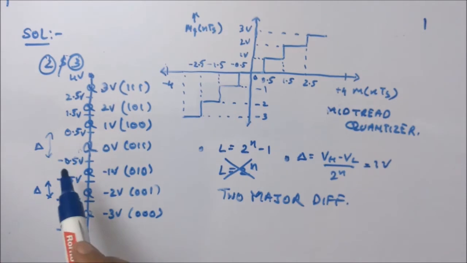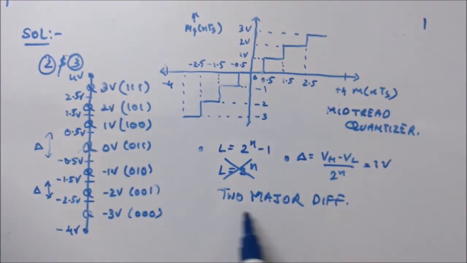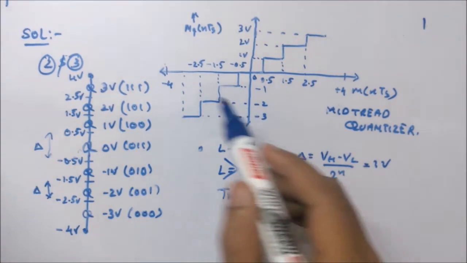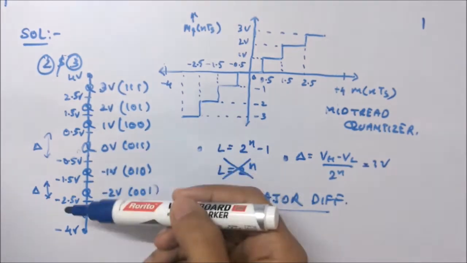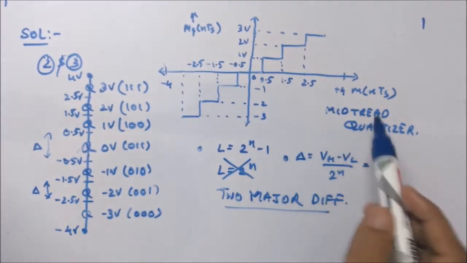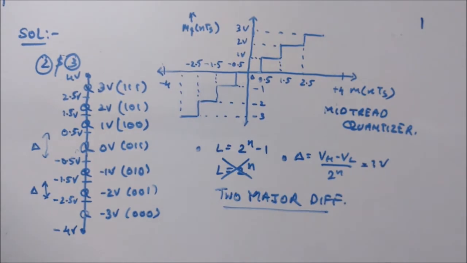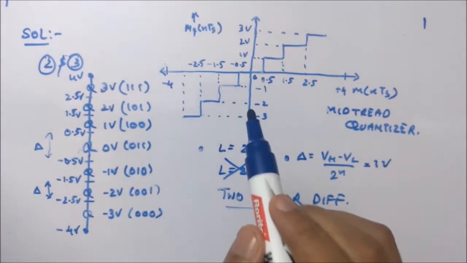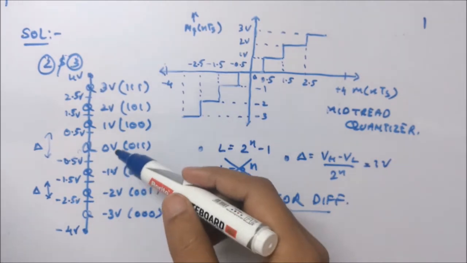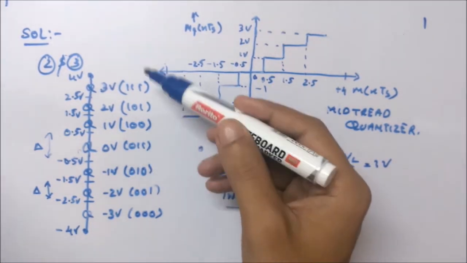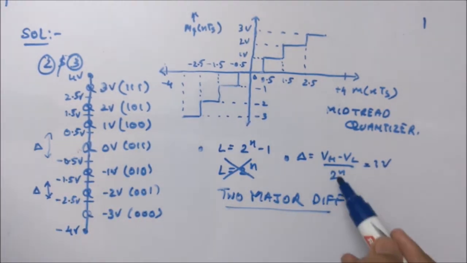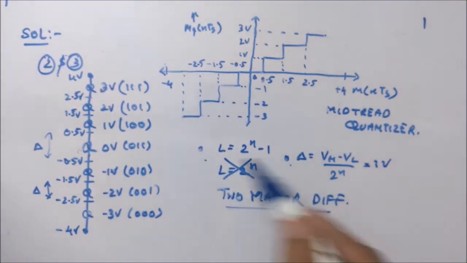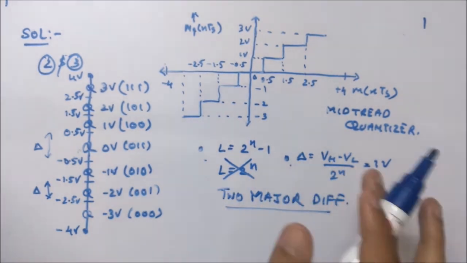Okay, so please look for this. These are the two major differences. You plot the discretized amplitude section. For mid-thread you will always have 0 volt as your quantized value, and accordingly you mark the other quantized levels, where delta is the same, 1 volt, or Vh minus Vl divided by 2 to the power n. So these are the two major differences. I hope you get it.